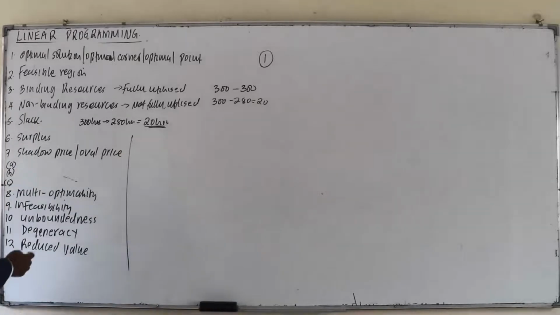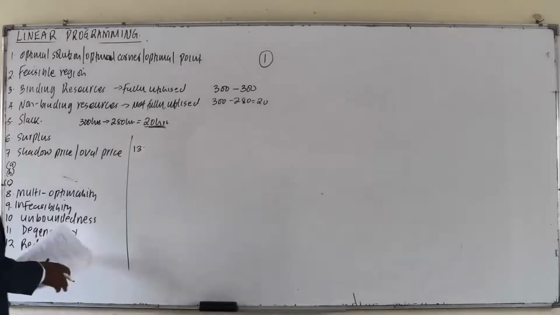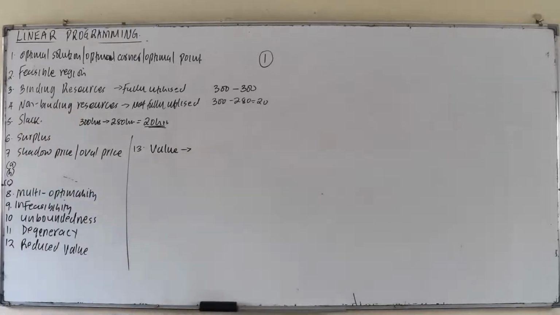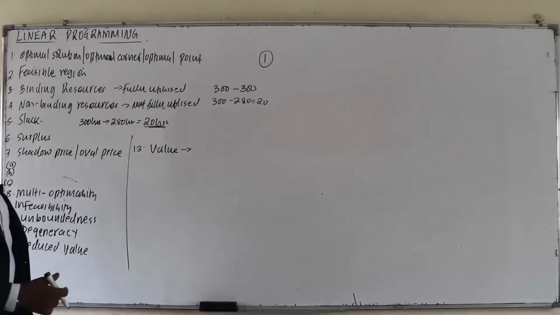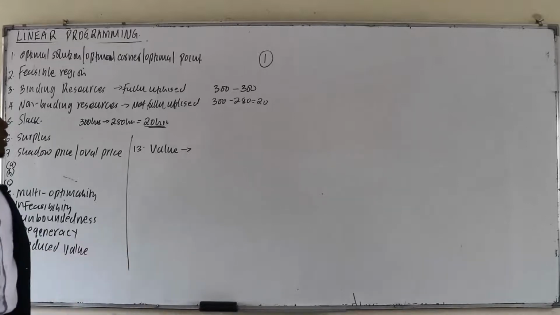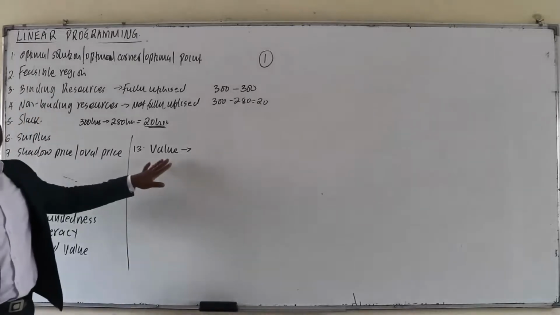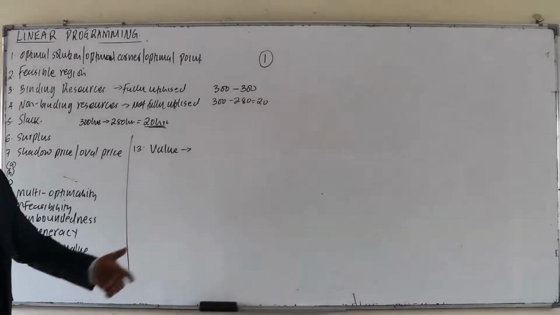Then let's just combine them here. Number 13. What do we mean by value? Value means units produced. For linear programming, sometimes you can do linear programming using software. Now, those software will have some terminology such as value. If you see value, value means the units produced.